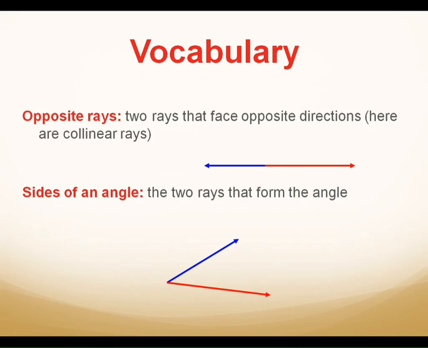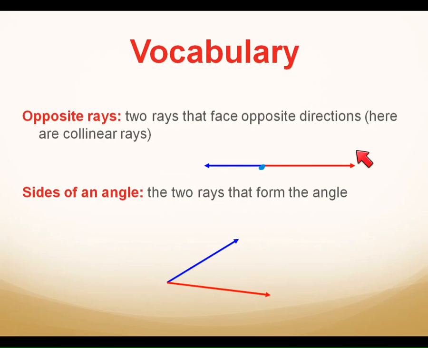Opposite rays are two rays that make up a line. Their initial points, right here, they share that. They go in opposite directions. They're also called collinear rays. They share a line. So this makes up a line. This figure right here is a line, but it's actually two rays that have an initial point right there. Those are what we call opposite rays.